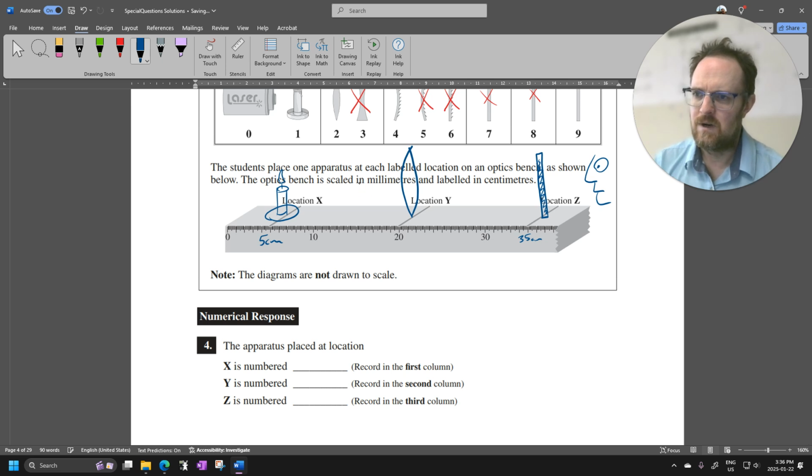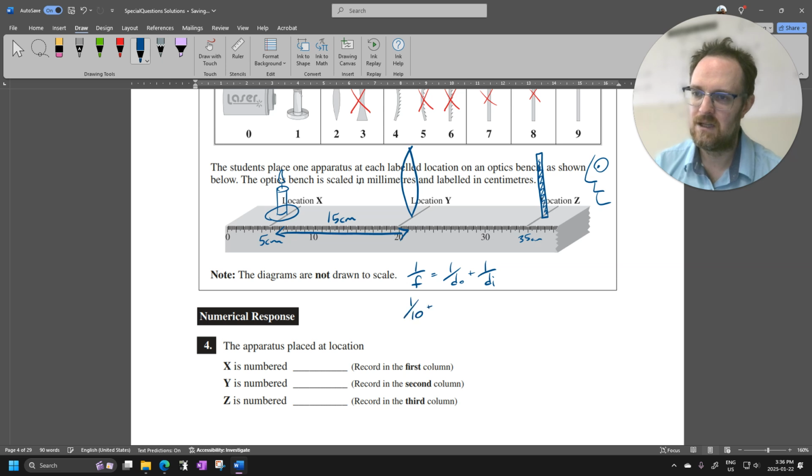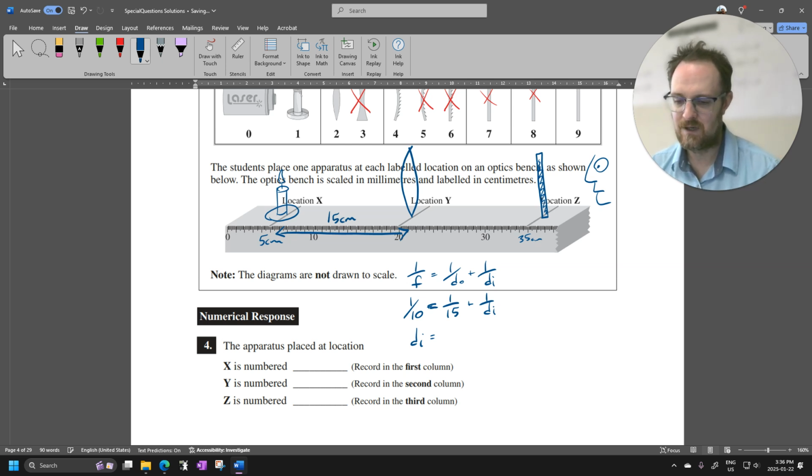So we're going to go 1 over f is equal to 1 over do plus 1 over di, and we're going to solve for 1 over di, just to make sure you get in the right spot. So this is how I have it set up for this picture. This distance right now that we have for do is 15 centimeters. So I'm going to put 1 over 10 is equal to 1 over 15 plus 1 over di, and I want to find out what di is. So if I rearrange this, I would get 1 over di equals 1 over 10 minus 1 over 15. Make sure to take the inverse of that.